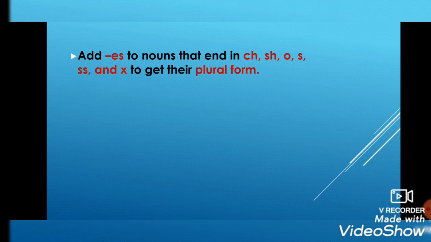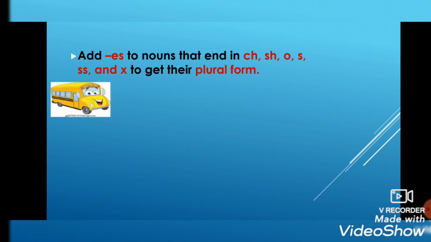The second rule, add es to nouns that end in ch, sh, o, s, ss and x to get their plural form. So the second rule says that if the noun ends with ch or sh or o, s, ss or x, we have to add es to get the plural form.